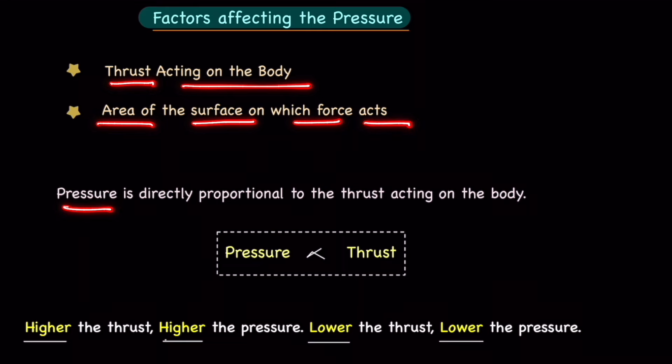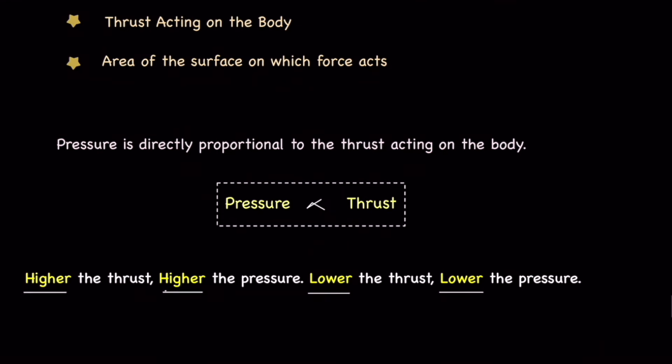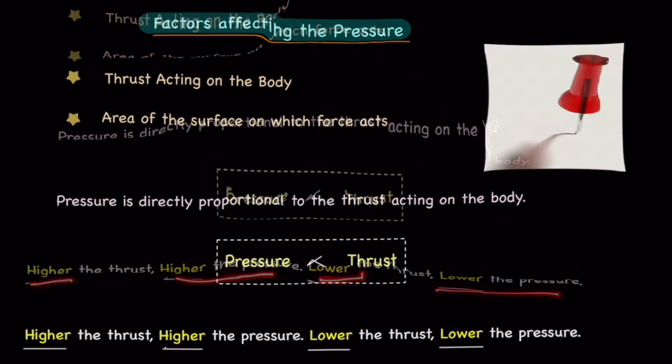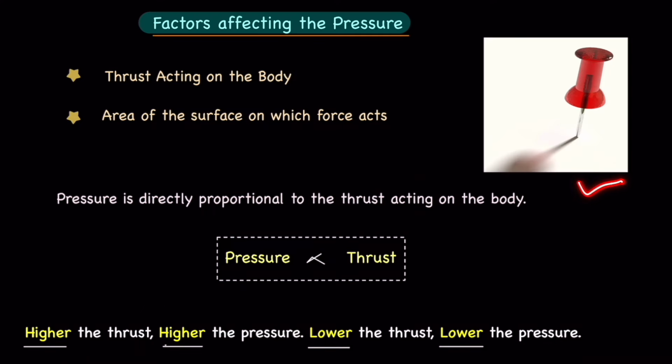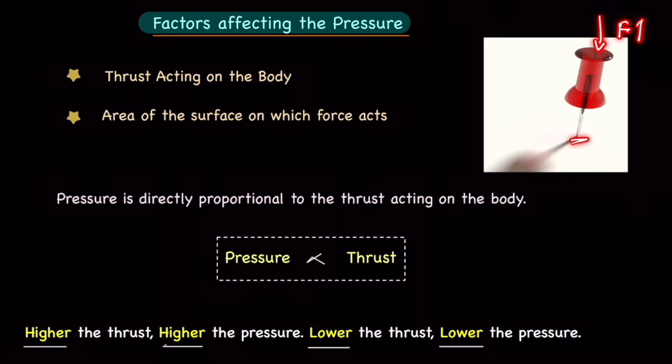So pressure is directly proportional to the thrust acting on the body. So from here what we can say, higher the thrust, higher the pressure, lower the thrust, lower the pressure. As you see in this figure, this is the pin. If we apply the force on it, the pin will apply the pressure on this surface. So when the force is more, then the pressure will also be more. But here we take the area constant.